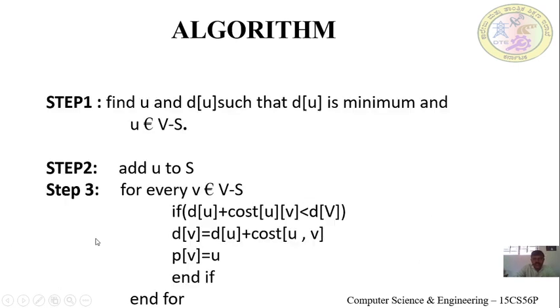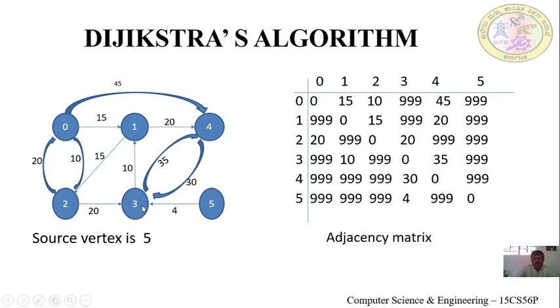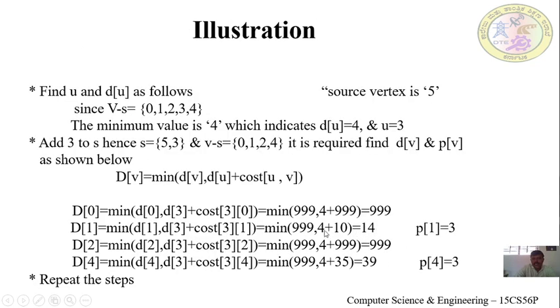And distance of 1: we know the distance of 3 is 4. We have an edge from 3 to 1, but we don't have a direct edge from 5 to 1, so the initial distance is infinity. Now we have reached 3, and 3 to 1 is 10, so 4 plus 10 is 14. 14 is less than infinity, so it will return 14.